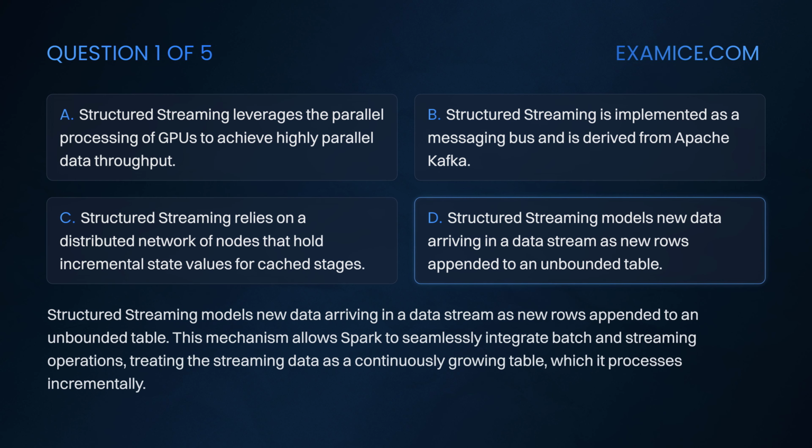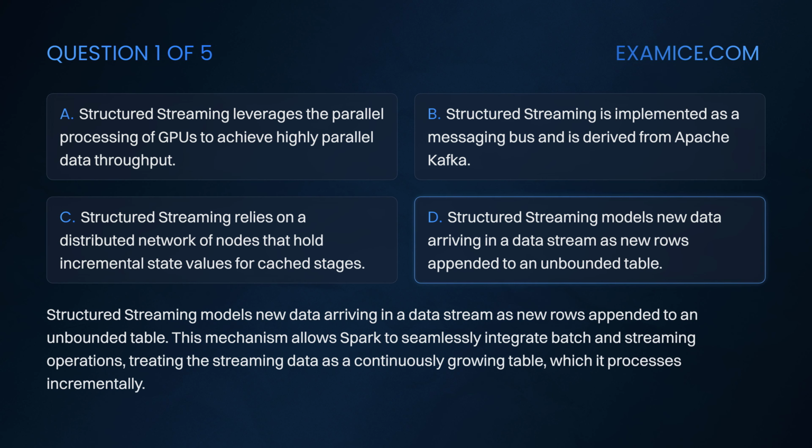Structured streaming models new data arriving in a data stream as new rows appended to an unbounded table. This mechanism allows Spark to seamlessly integrate batch and streaming operations, treating the streaming data as a continuously growing table, which it processes incrementally.